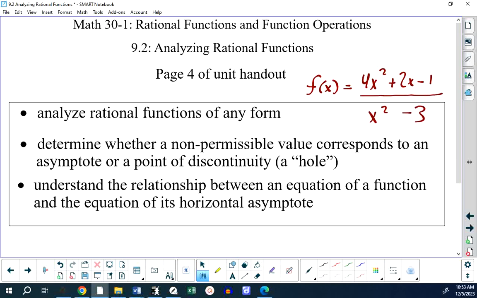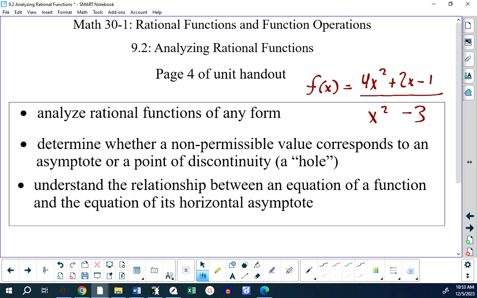Which cannot be arrived at by transforming 1 over x, and it cannot be arrived at by transforming 1 over x squared. Those ones we looked at yesterday were just kind of an introduction to rational functions, I think mainly so you can learn about asymptotes and all that other stuff. But this is a rational function that you cannot get from yesterday's work. So we're going to be analyzing those rational functions.